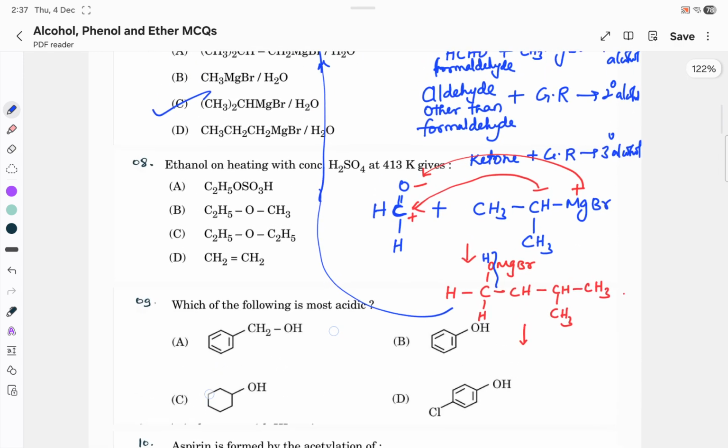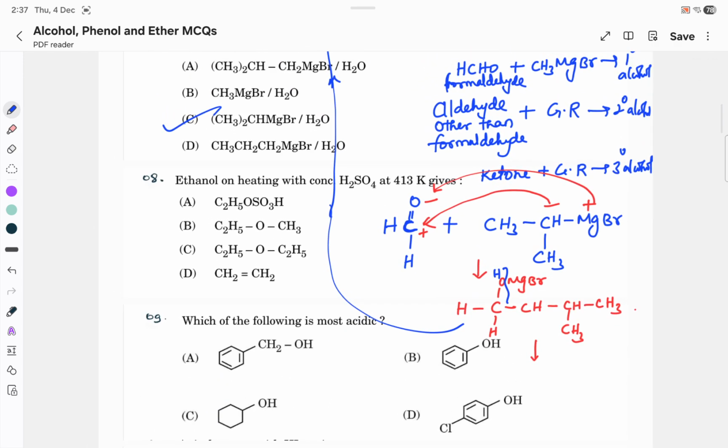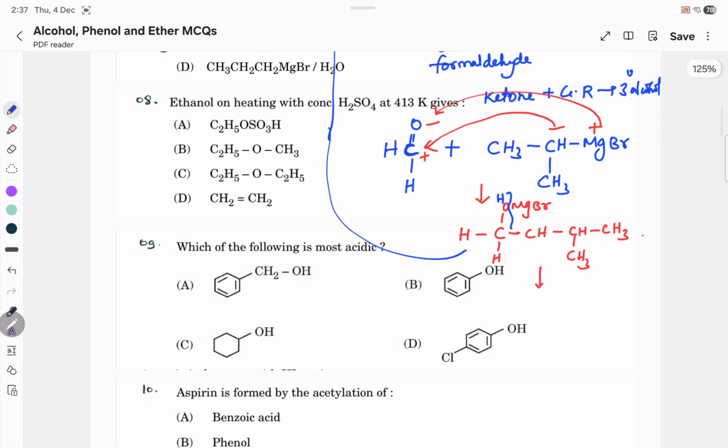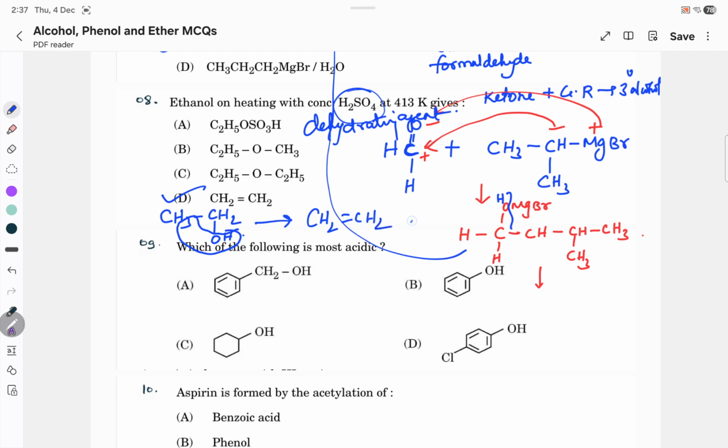Next, ethanol on heating with concentrated sulfuric acid at 413 Kelvin gives. So it is an alcohol, ethanol, CH3CH2OH, and the sulfuric acid is a dehydrating agent. So this dehydrating agent will remove water. So removal of water will give you alkene. So option D is the correct answer.